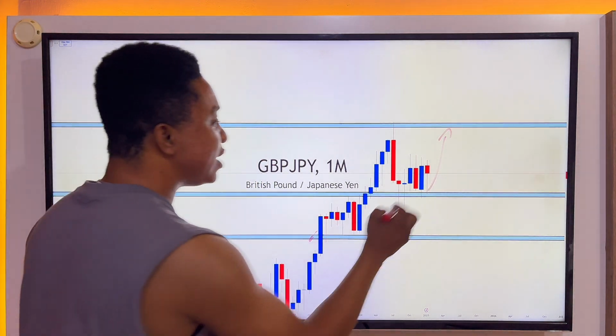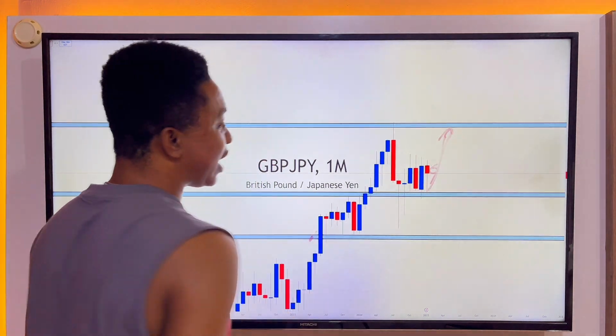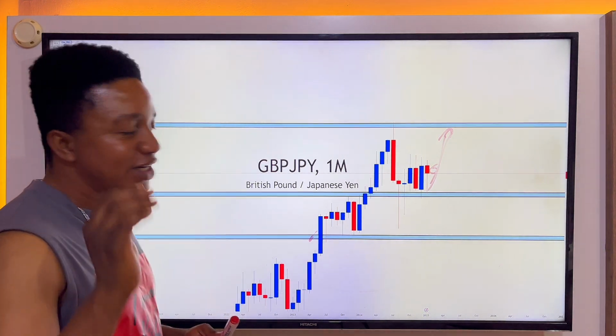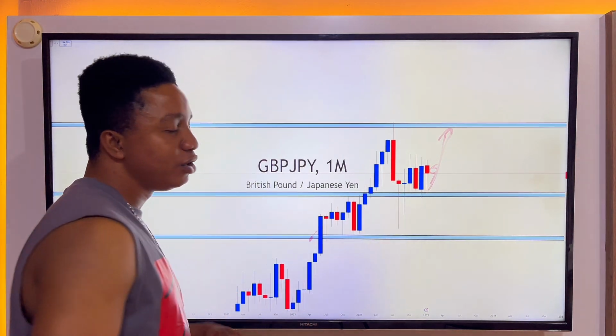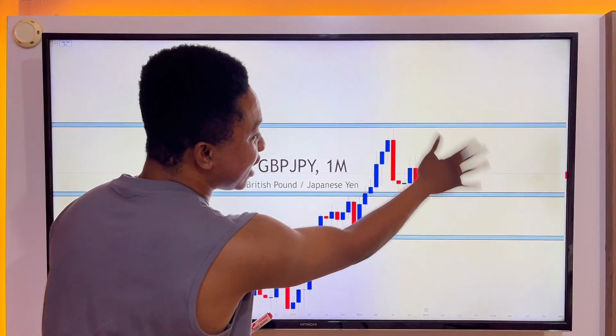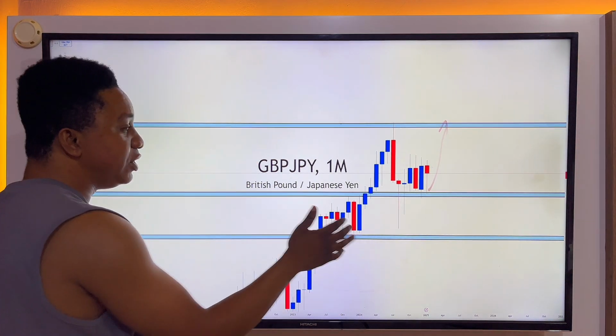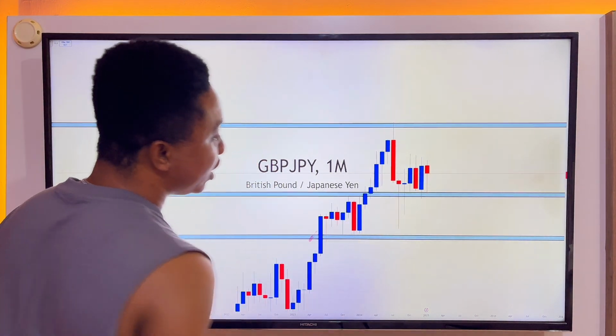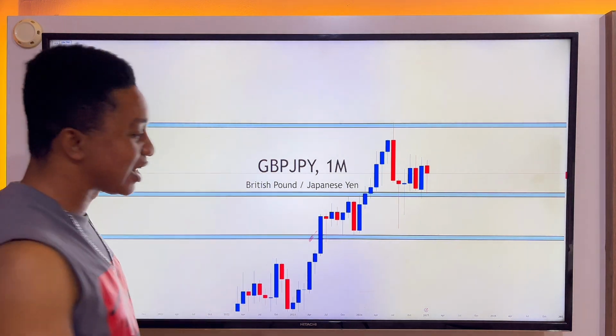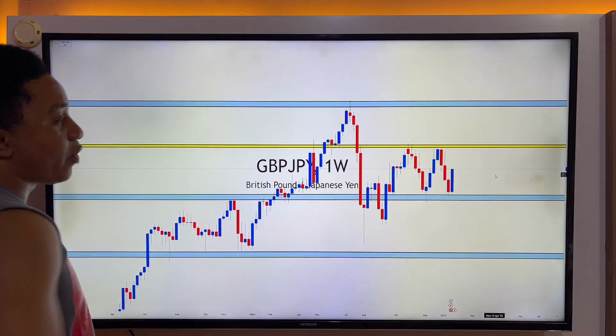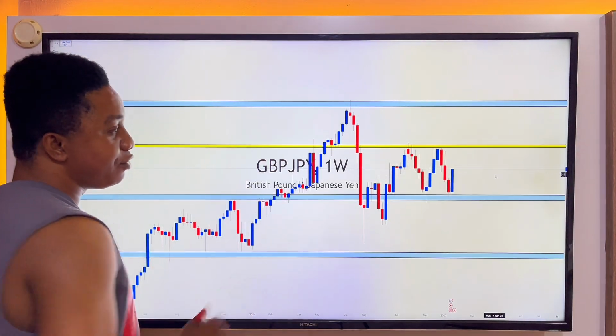Now, how is price going to be able to move continuously to the upside, and how are we going to pick our entry? Let's take it further down to the weekly time frame to have more understanding of this entire structure before entry comes in to the upside as well. So GBPJPY, let's take it further down to the weekly time frame for further understanding. All right, let's go.